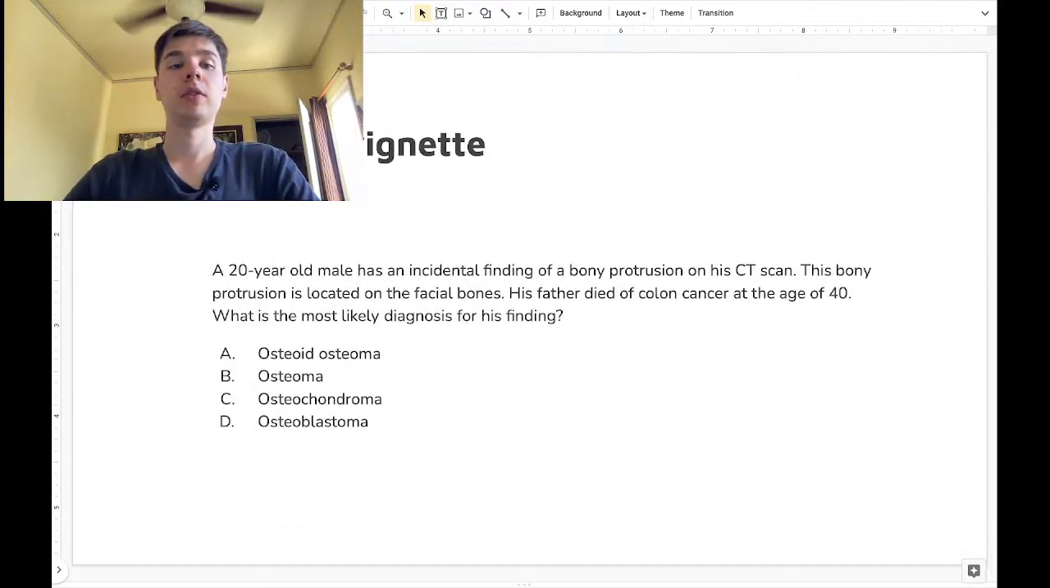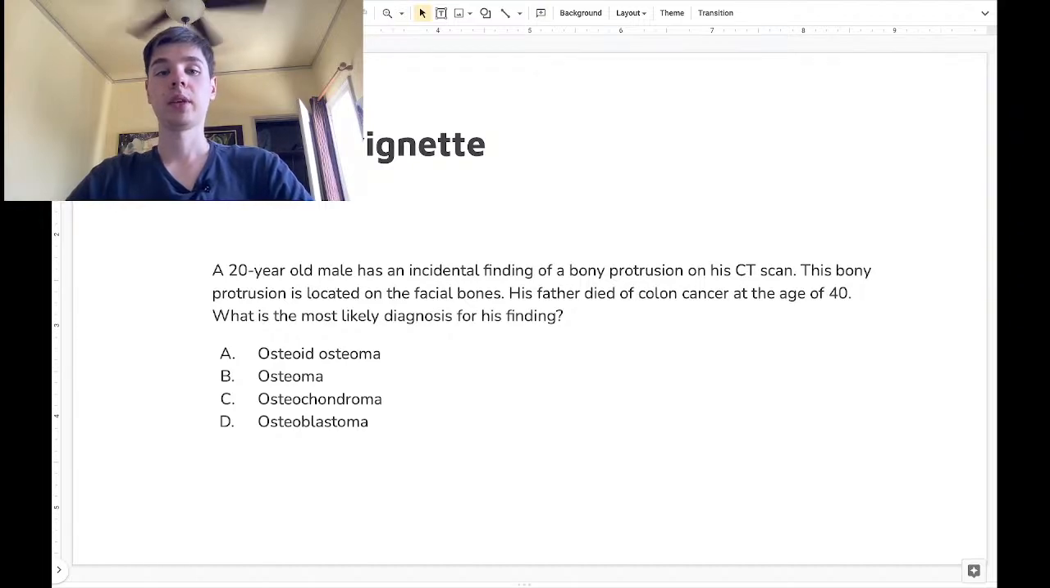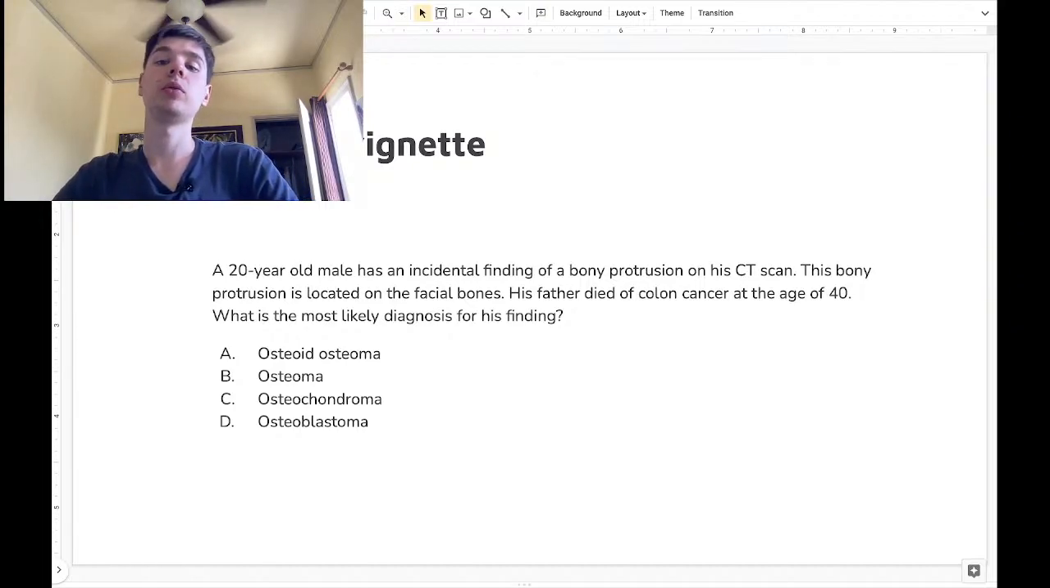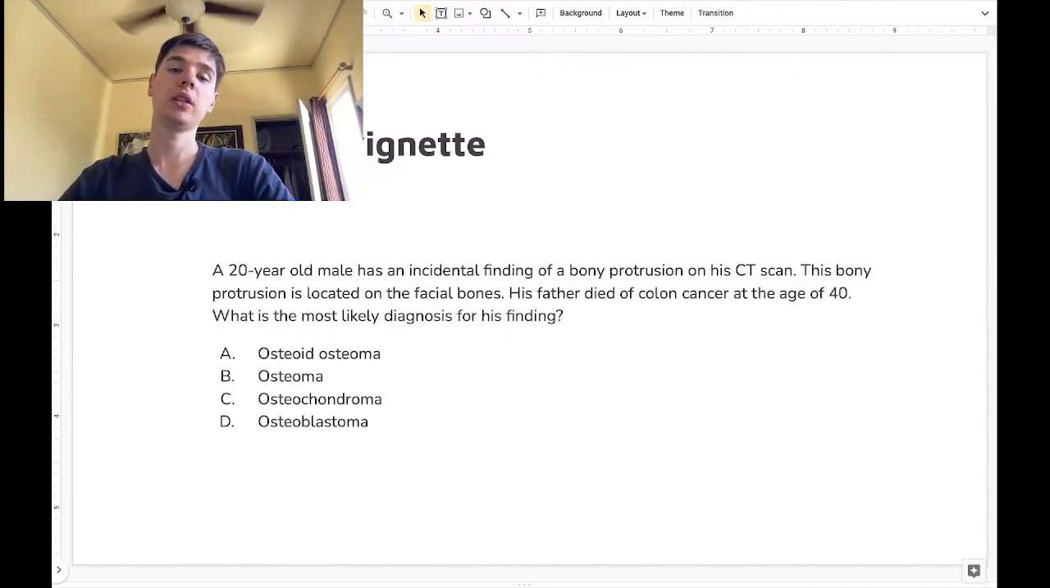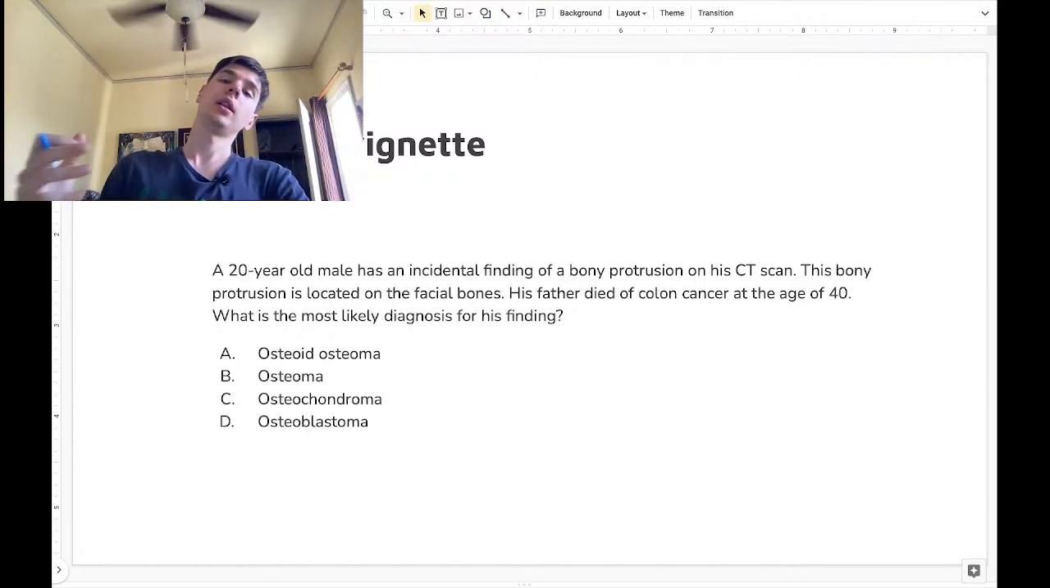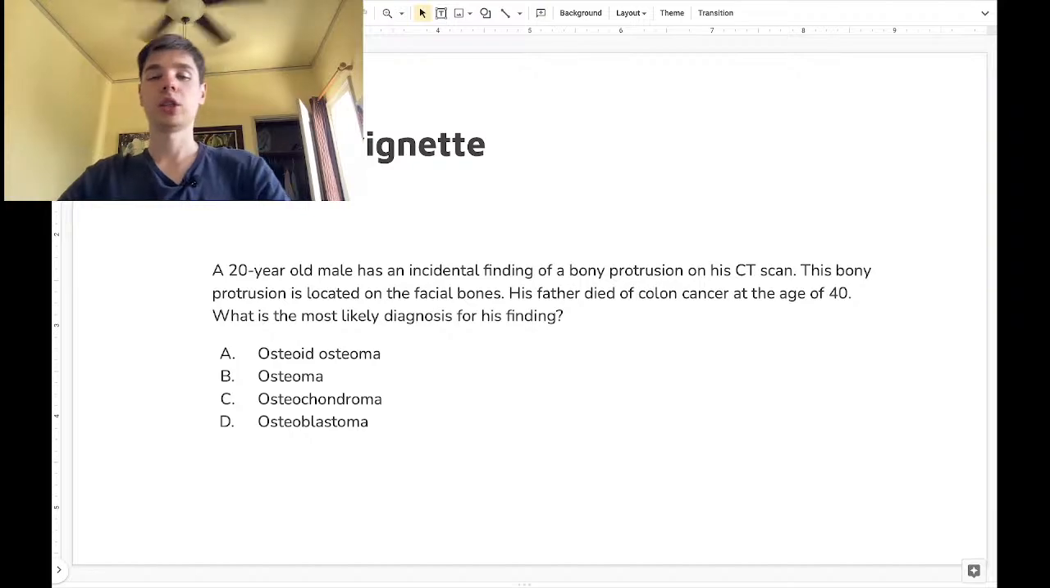The next clinical vignette focuses on a 20-year-old male. He has an incidental finding of a bony protrusion on his CT scan. This bony protrusion is located on the facial bones. His father died of colon cancer at the age of 40. What is the most likely diagnosis for his finding? A. Osteoid osteoma, B. An osteoma, C. Osteochondroma, or D. Osteoblastoma. Let me know your choice in the chat box.